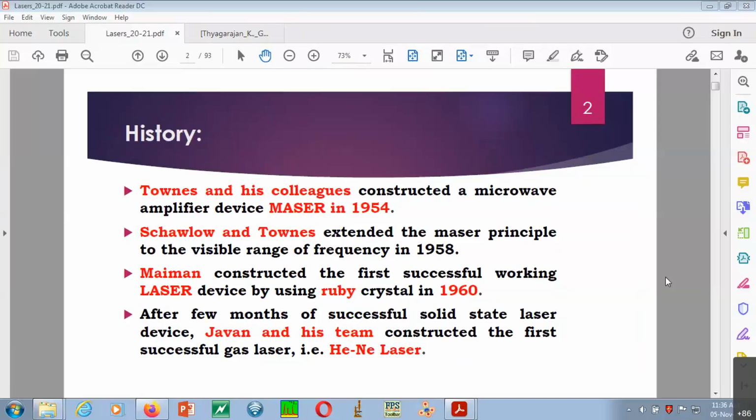The first one worked on the principle of solid material. Now they have taken the material as a gas. So they created a successful gas laser within a few months of the ruby laser, and the name they provided was helium neon laser. Why? Because whenever we talk about gas, helium and neon are inert gases. So he used the inert gases helium and neon to prepare the laser, and that's why we say helium neon laser.